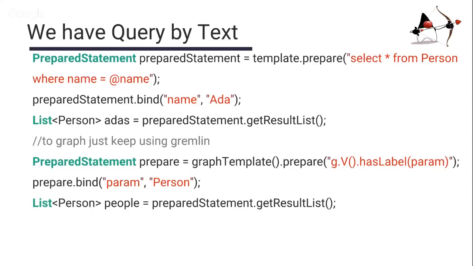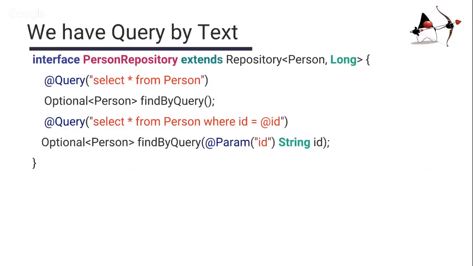And then we have prepared statements. We have something that we usually do in SQL technology, used in the NoSQL world. Okay, and of course, the repository can use some Query annotation and use some parameters, and it's going to be implemented automatically for us.